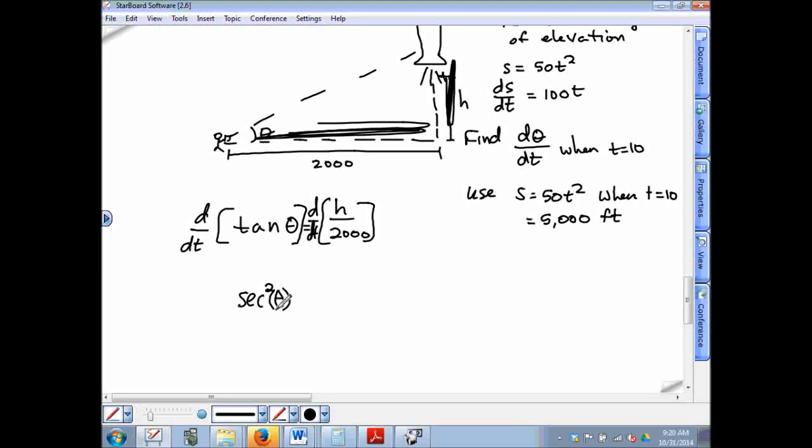We're not taking the derivative of theta with respect to theta. It's d over dt. It's d theta over dt. We're taking the derivative with respect to time. And so theta represents a function of time, so the derivative is d theta dt.